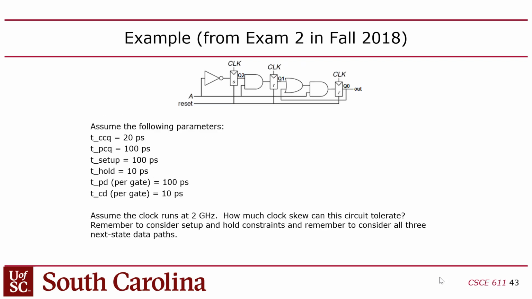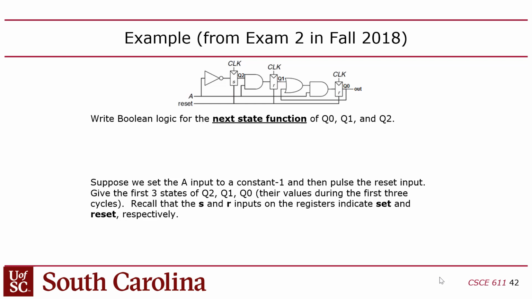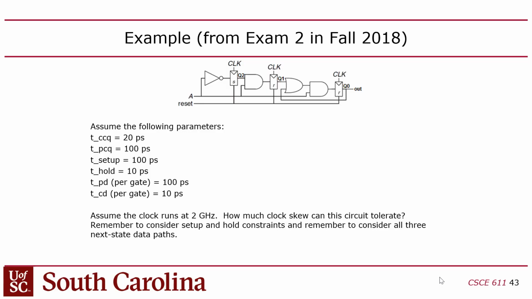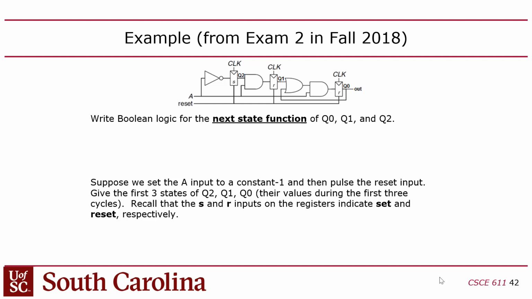Okay, so I've got another example. Here's a quick example that I had on an exam question. Write Boolean logic for the next state function for Q0, Q1, Q2. Sorry, I don't actually have the solution on here. The idea here is that you would have to calculate the propagation and contamination delay for this circuit.